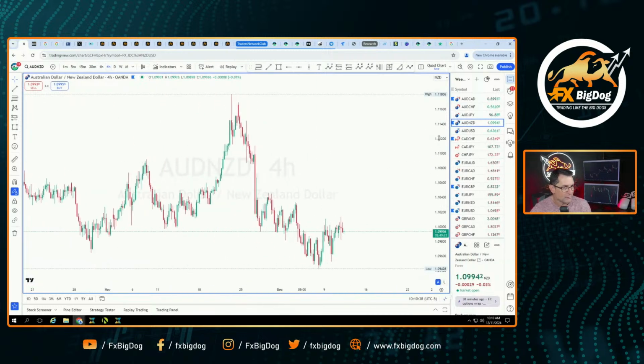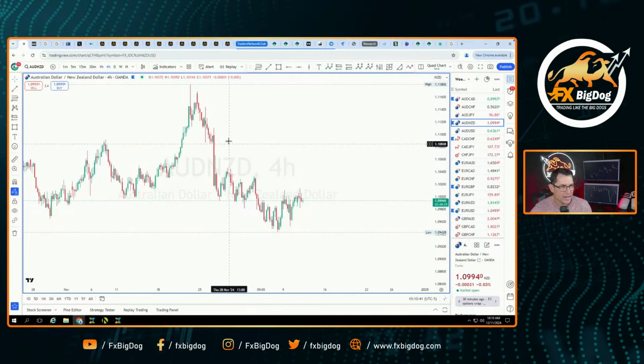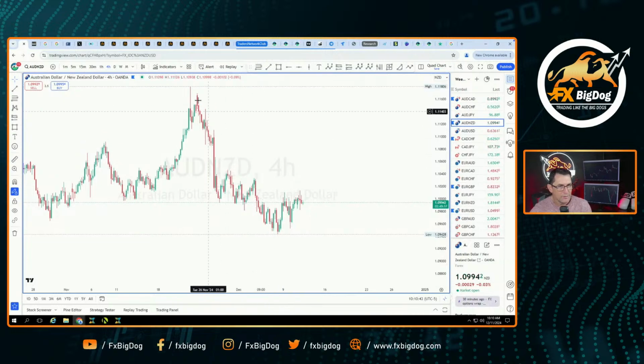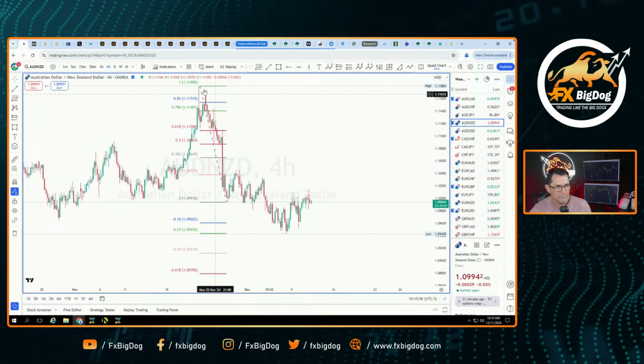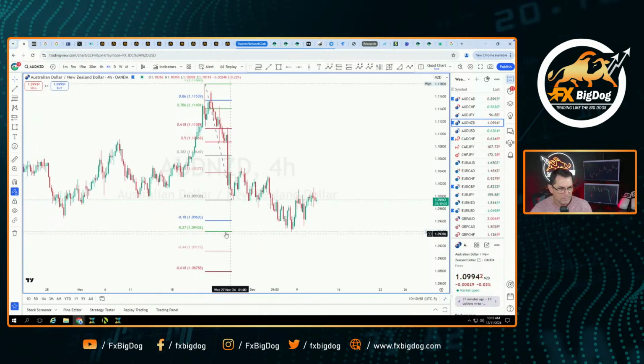So here's the 4-hour. You're going to look at this and say, okay, if this is the 4-hour, this is going to be my AB swing going down from here to here. I'm going to mark that off as a Fibonacci level. So I'm going to move that up and change it to my fibs. There we go. Fibonacci level down here.